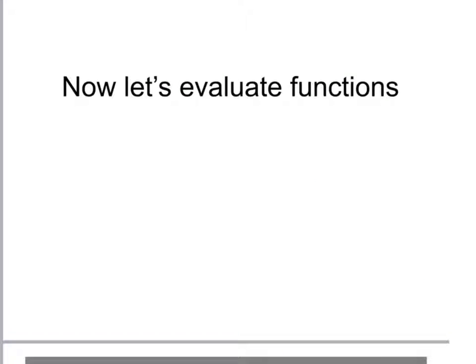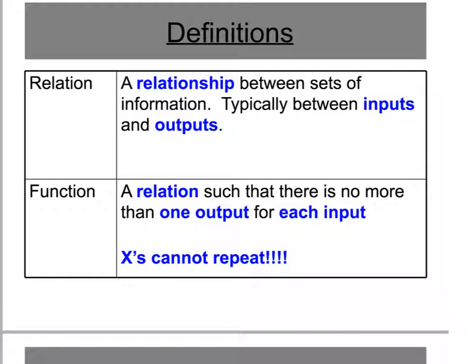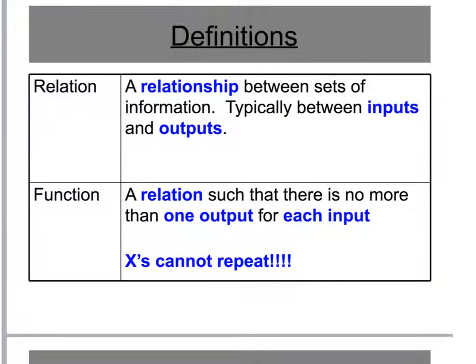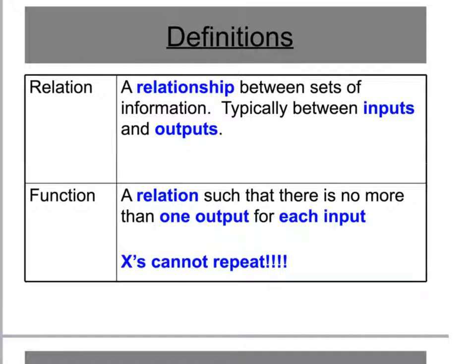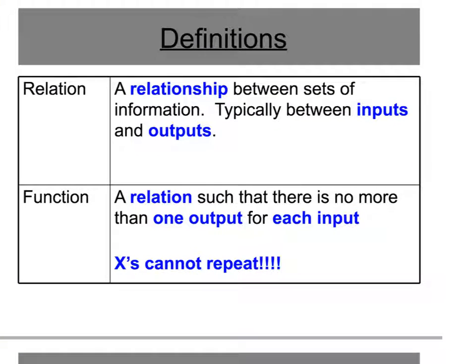Okay, so we evaluated some expressions. Let's evaluate some functions now. So the definition of a relation is a relationship between a set of information, typically between your inputs and your outputs, your x's and your y's. Now, in order for one to be a function here, a function is a relation such that there is no more than one output for each input. What am I saying here? I'm saying that the x's cannot repeat in order to be a function.